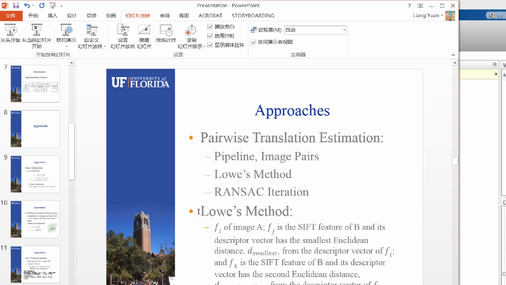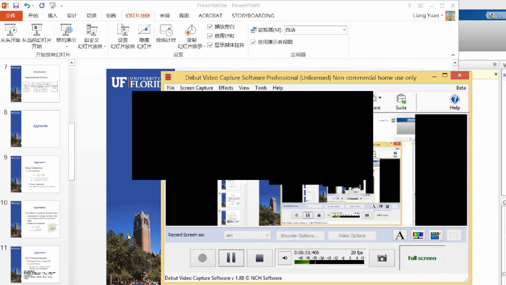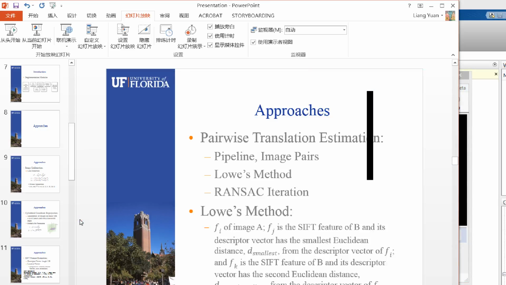And how do we do the estimation? There are two steps. The first is Lowe's method, which was introduced by David Lowe in 2003. In Lowe's method, the feature Fi of image A, and Fj is the SIFT feature of B whose descriptor vector has the smallest Euclidean distance from the descriptor vector of Fi. And Fk is the SIFT feature of B whose descriptor vector has the second smallest Euclidean distance from the descriptor vector of Fi.